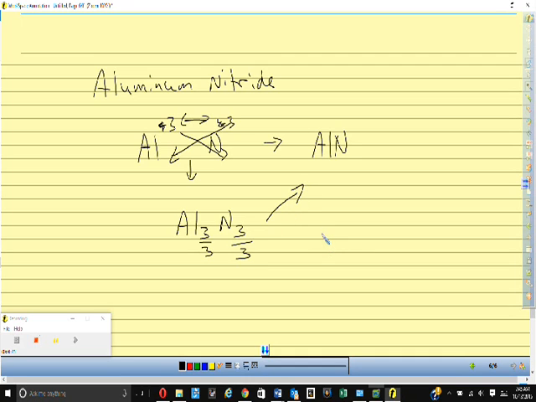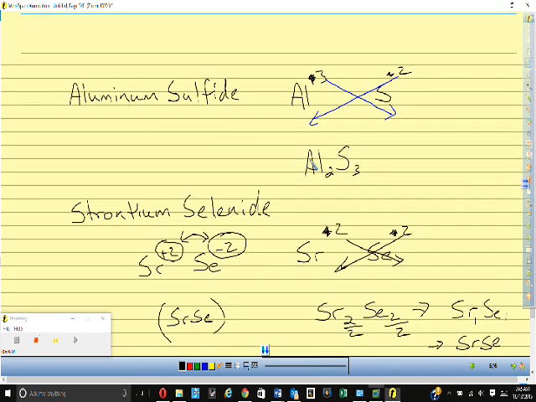So, like I said, when you're looking at these things, when you look at the charges, if they're the same, go ahead and write them down as they are. If they're not, you're going to end up with subscripts at the bottom, and they're going to once again pair up in a way so that the overall charge neutralizes and becomes 0.